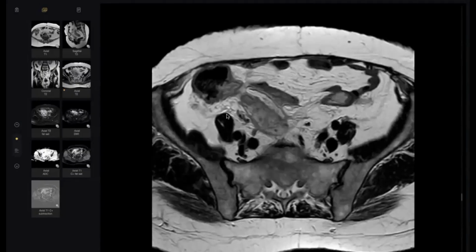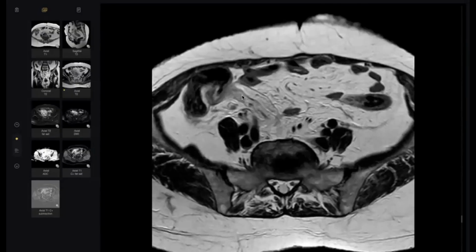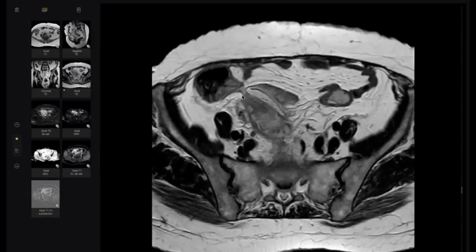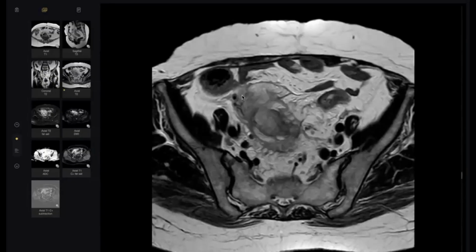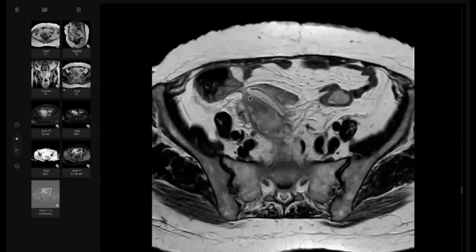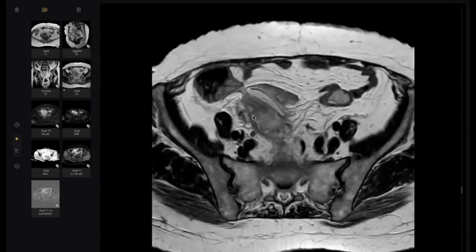Posterior, the collection extended to the expected site of the appendix. At least the collection is replacing the appendix. So this is a perforated appendix. Actually, this is the appendix and there is a defect. I think the defect is here.